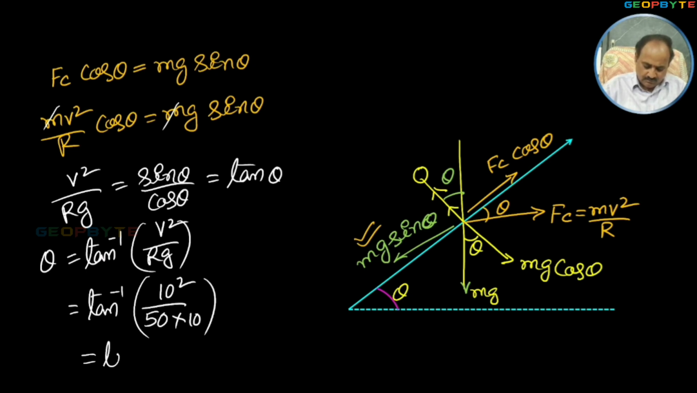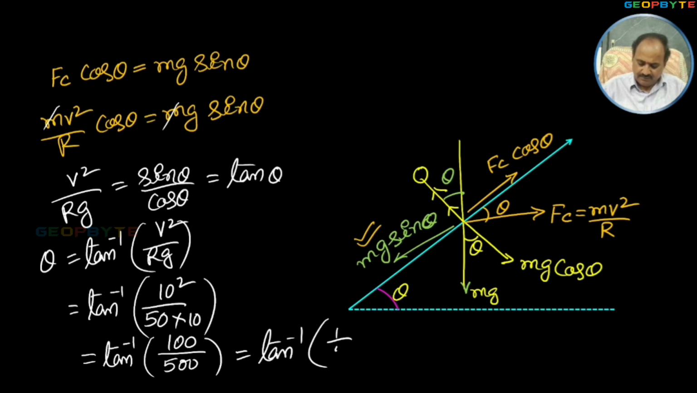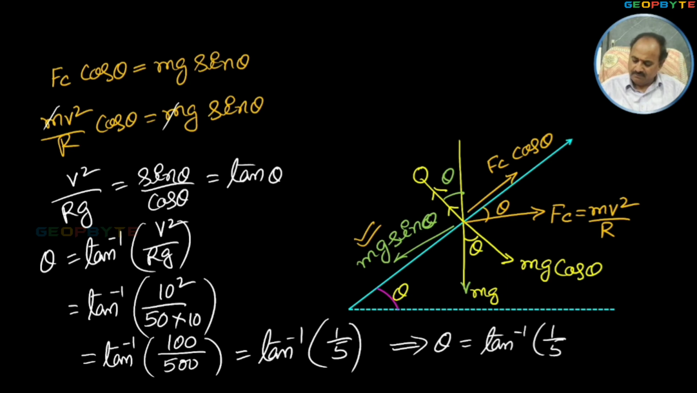It is equal to tan inverse 100 by 500. It is equal to tan inverse 1 by 5. That is the right angle he must be with the vertical for avoiding skidding, tan inverse 1 by 5.